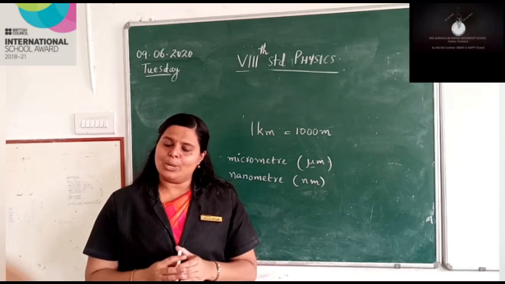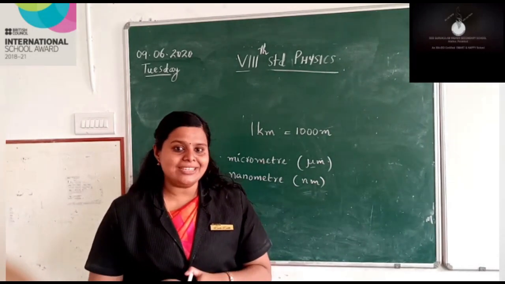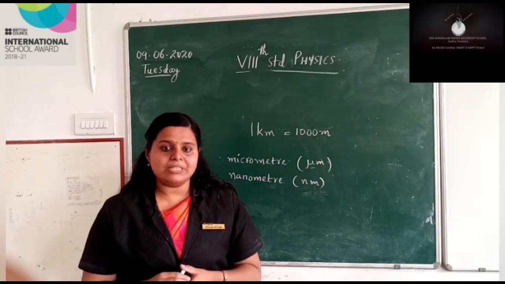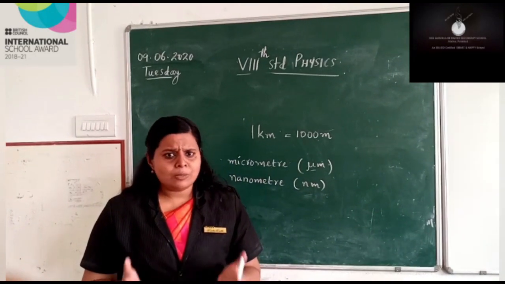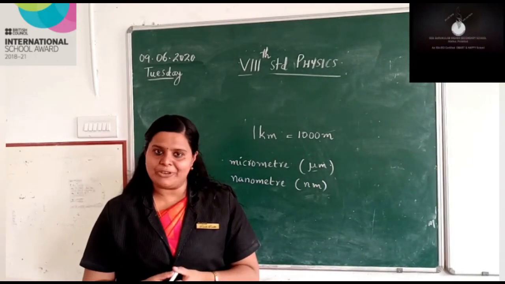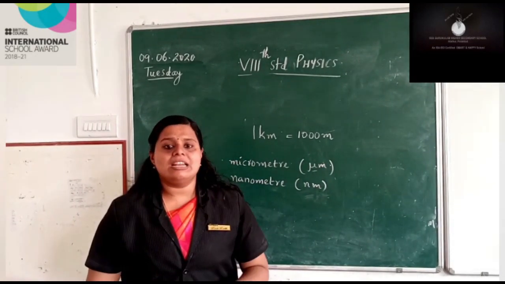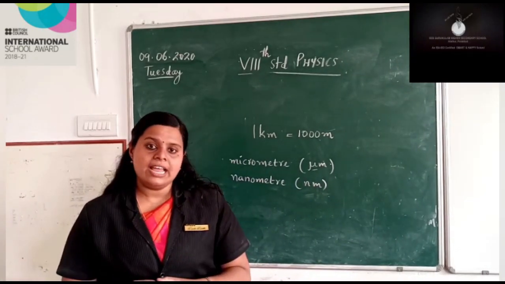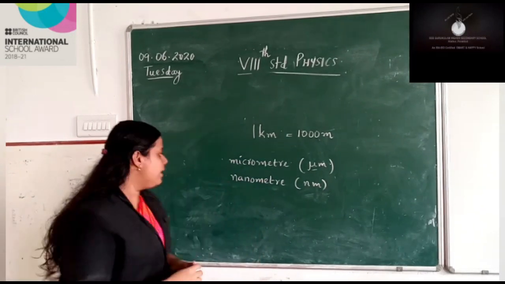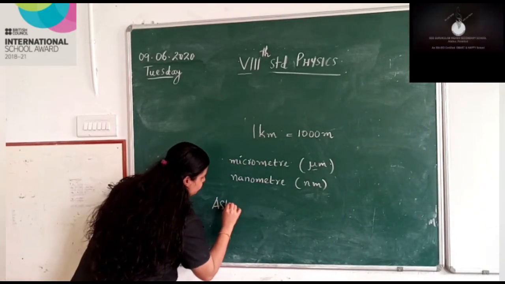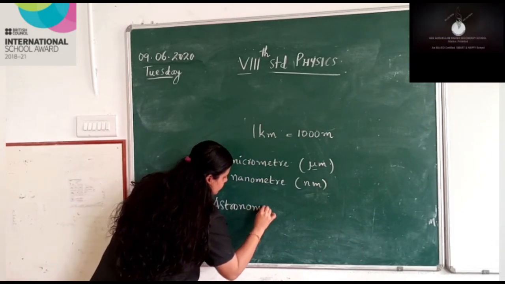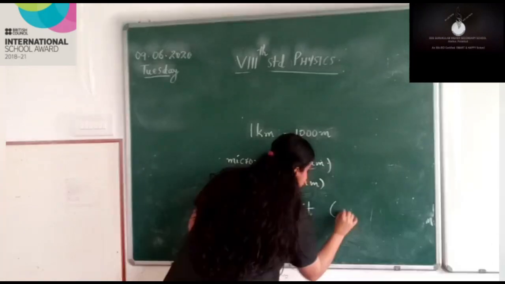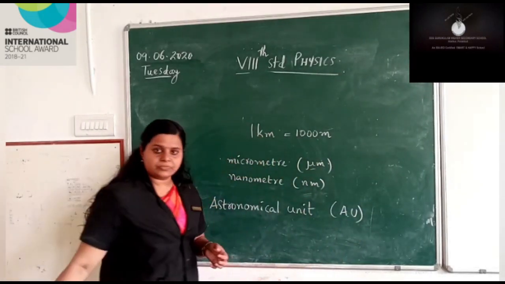Now let me ask you one thing. How will we express the distance between Earth and Sun? Is it possible to express in centimeter? Is it possible to express in meter? No, never. Because it is such a large distance, we will express the distance between Earth and Sun in another unit called astronomical unit. Astronomical unit, and it is represented by AU.